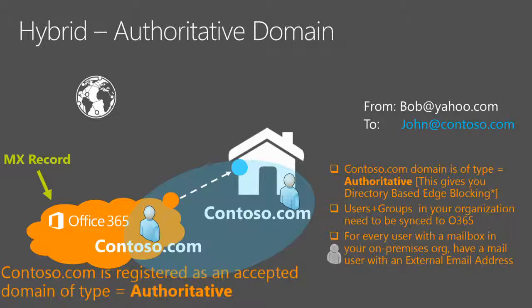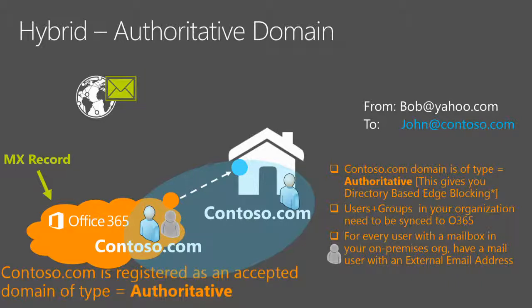Now, you pay a price, if you will, where you got to sync your users and groups to the cloud, and you got to mark your users that are on premises by creating a mail user object, as I said here. So I've created a mail user object for John, and I'm going to point John to the on-premise mailbox by giving it an external email address, that is john@contoso.com.